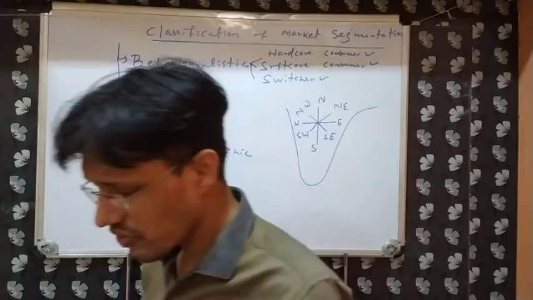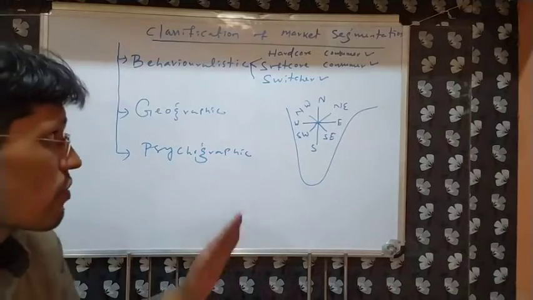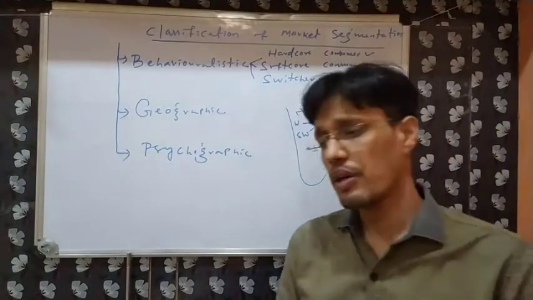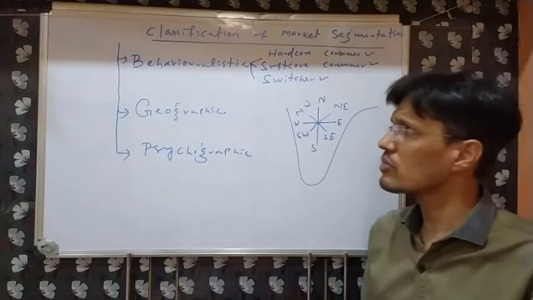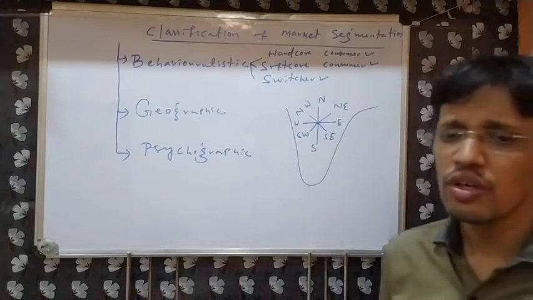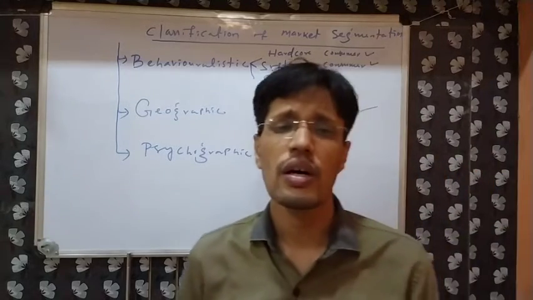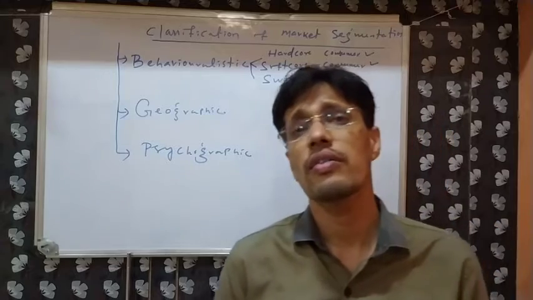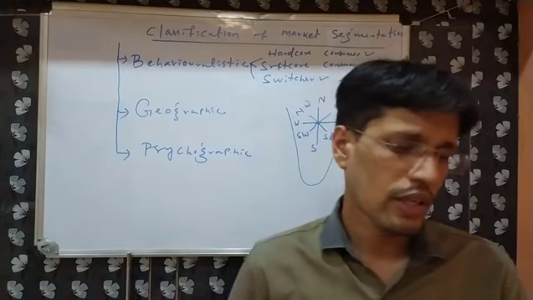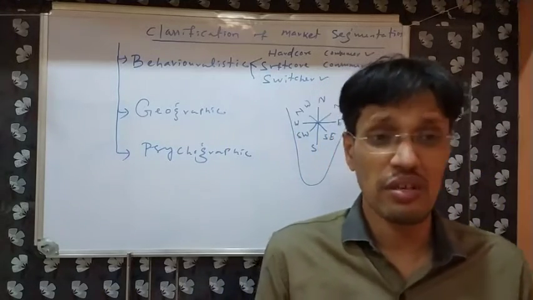So in what kind of cases do we usually follow this form of market segmentation, a geographic form of segmentation? Usually companies that offer restaurant services, like KFC, cannot establish stores throughout the country blindly.